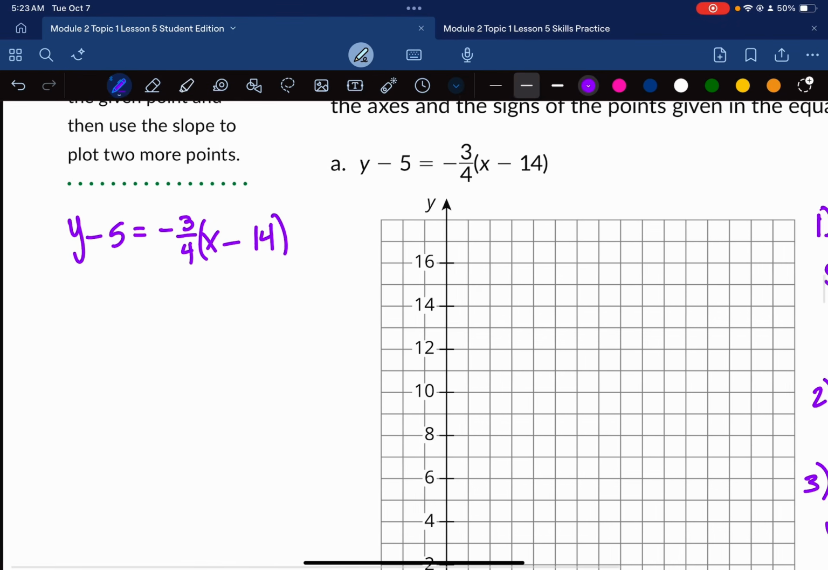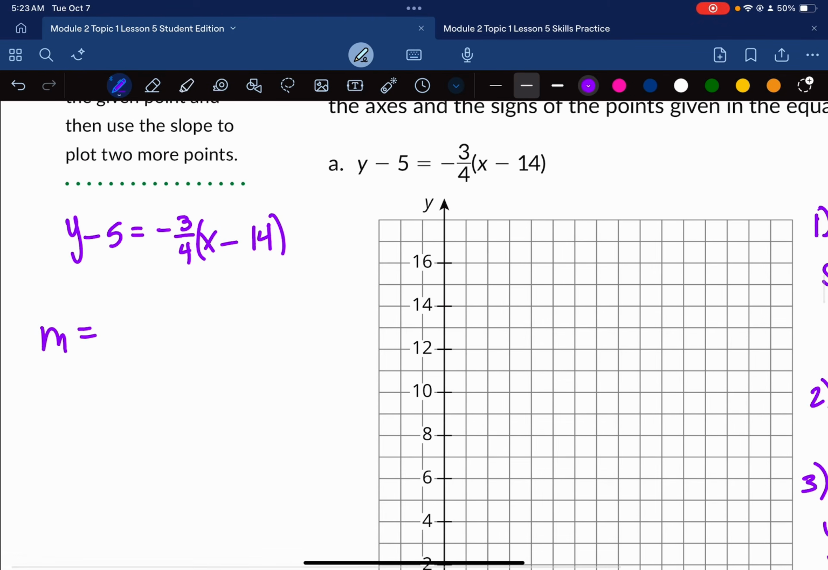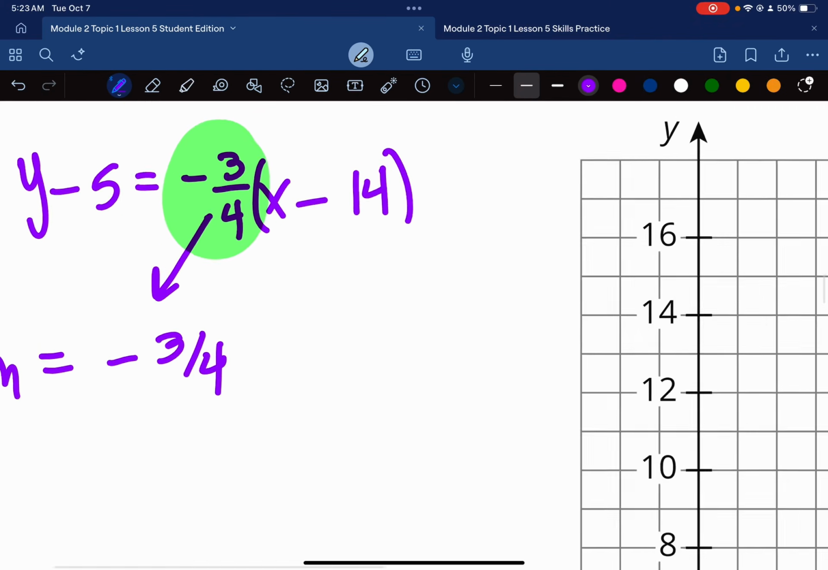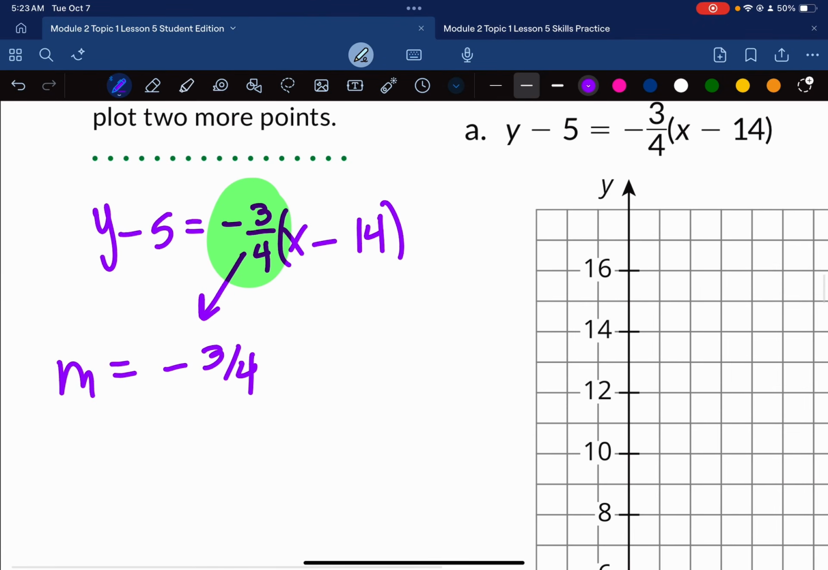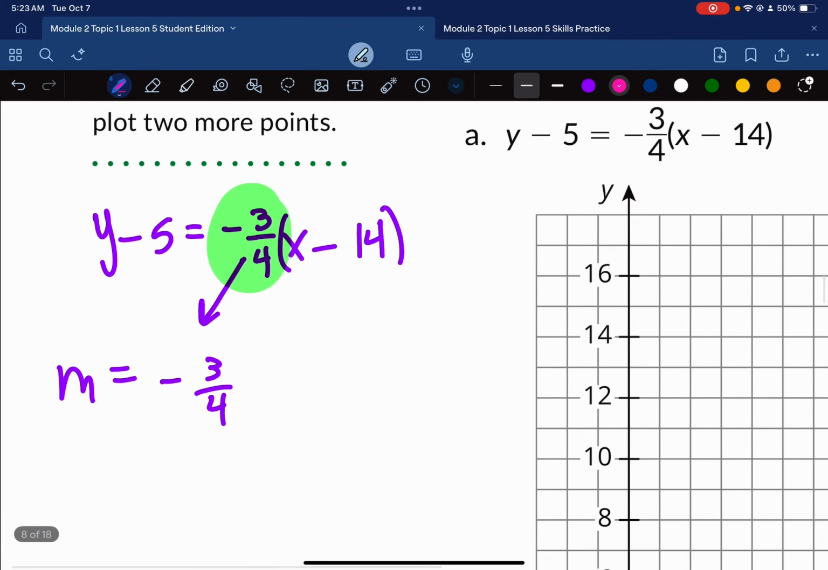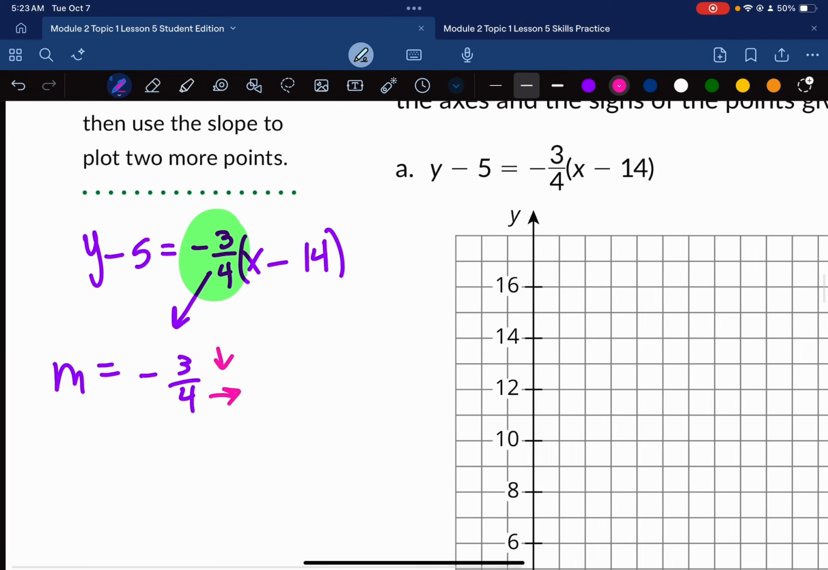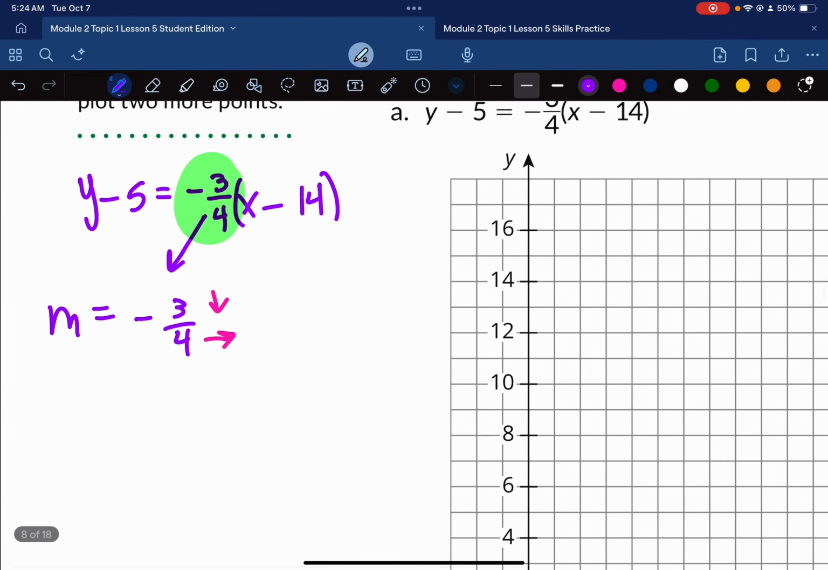So right here, I'm gonna say m is equal to, what is my slope? It's just this number right here, -3/4. Super easy, right? This is my slope. All right, next, let's put my arrows actually on there. So let me erase this real quick. -3/4, put my arrows. -3 means I'm gonna go down 3, right 4. All right, cool. Let's find my point.